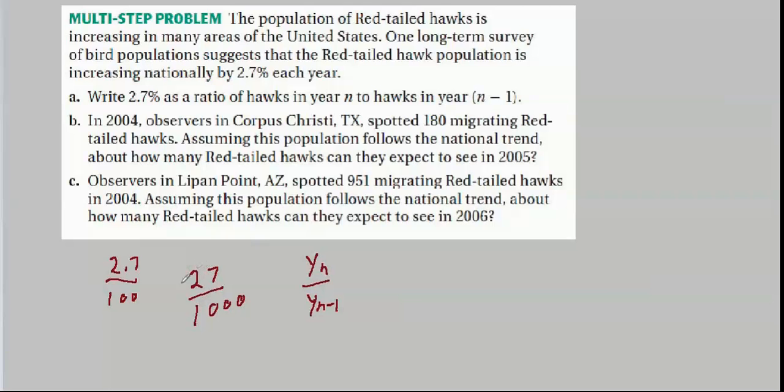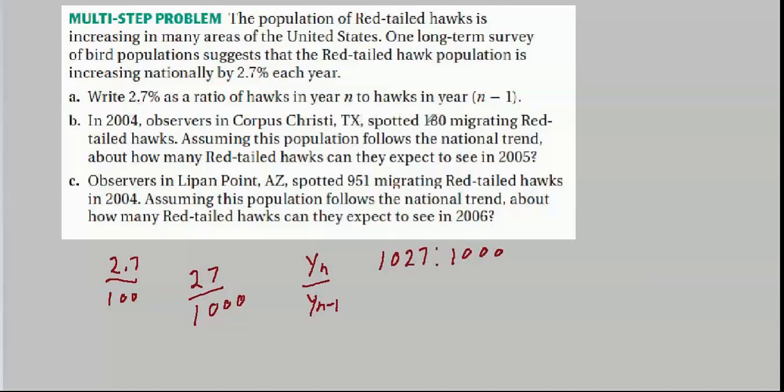Well, if we had 1,000 at year n minus 1, our increase is 27 per 1,000. So at year n, we should have 1,027. And at year n minus 1, we had 1,000. So there's our ratio from year n to year n minus 1: 1,027 to 1,000. Now, next thing they want us to do is figure out how many should be around in 2005, given that there are 180 in 2004.